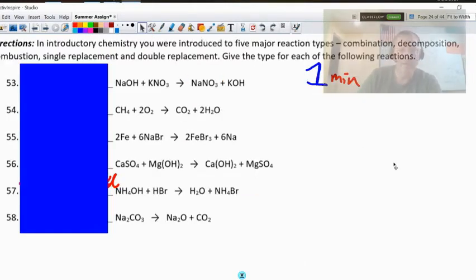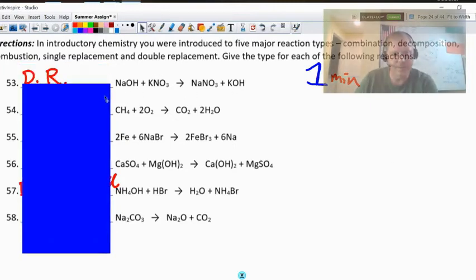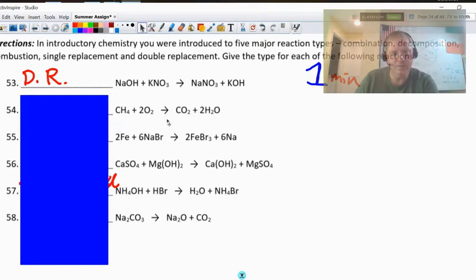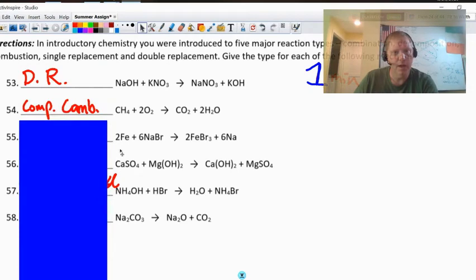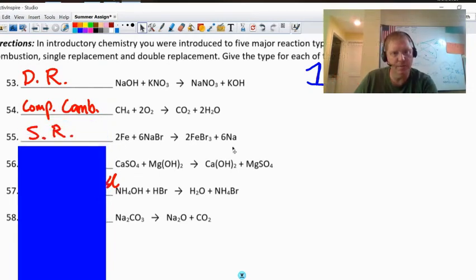All right, 53 through 58, we just had to identify the type of reaction. So looking at this one, it looks like it's a double replacement. Yay. This is some sort of combustion. It makes carbon dioxide, so it must be a complete combustion. This has got a single element replacing the element. That must be a single replacement.